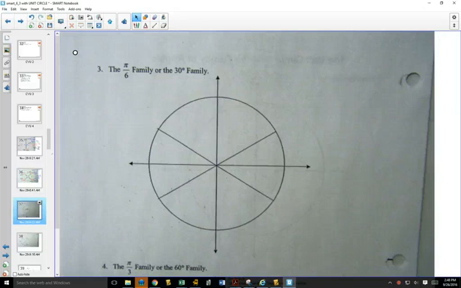The 30-degree family. We'll start with degrees. So if all the reference angles are 30 degrees, fill in the rest of the degrees. I'll give you a head start.